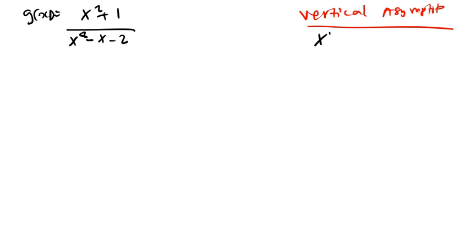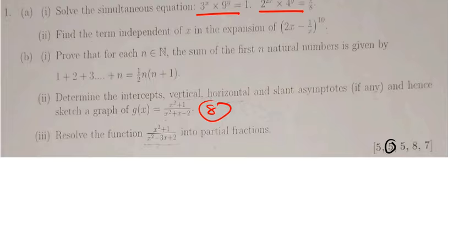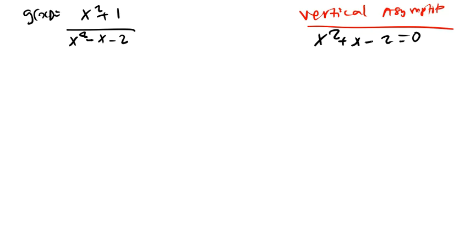x squared plus x minus 2 is equal to 0. Get what is on the denominator only, equate it equal to 0. Does that make sense? This is plus. Then solve for x. This is a quadratic one.